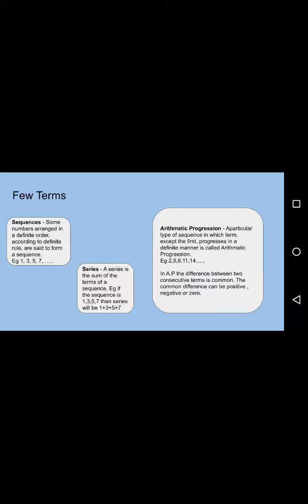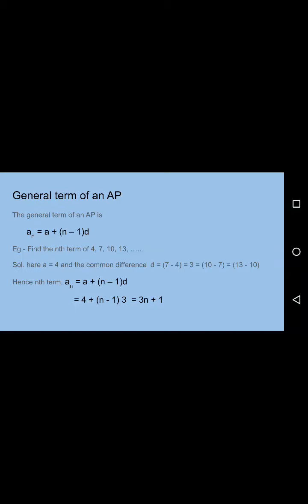The most important terms here are that the first term should be known, which is 2 in this example, 2, 5, 8, 11, and the common difference, which is denoted by small d, is 3. We calculate the common difference by subtracting the first term from the second, or any two consecutive terms. We can subtract 11 minus 8 and get 3. In the same way, 5 minus 2 also gives 3. Subtracting any two consecutive terms gives the common difference. That we have to understand.